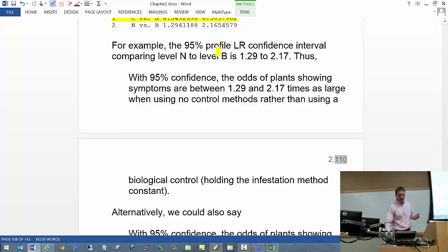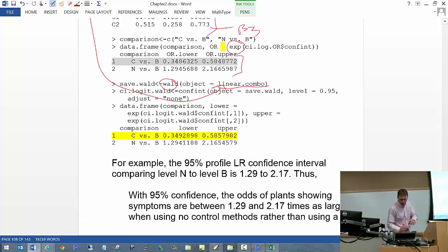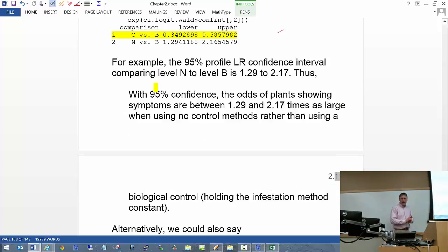Okay, so if I were to compare level N to B, we see that the interval is 1.29 to 2.17. It's this one right here. So with 95% confidence, the odds of plants showing symptoms are between 1.29 and 2.17 times as large when using no control methods than when using a biological control. So what that says is that doing nothing is going to increase the odds of coming down with the disease, essentially, in comparison to using biological control. So if you wanted to control the thrips, use a biological control.